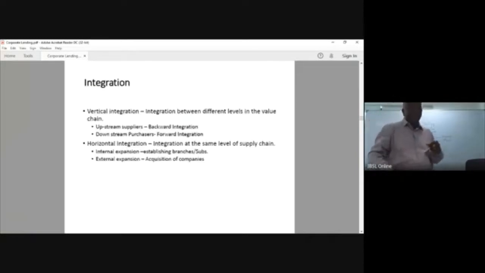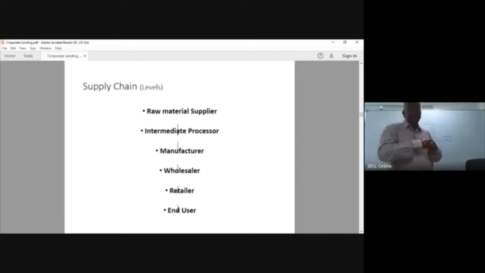Then in the supply chain, there can be integration. What is the meaning of integration?